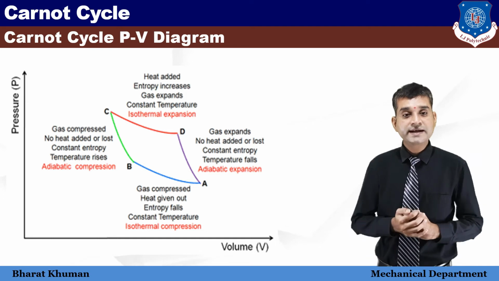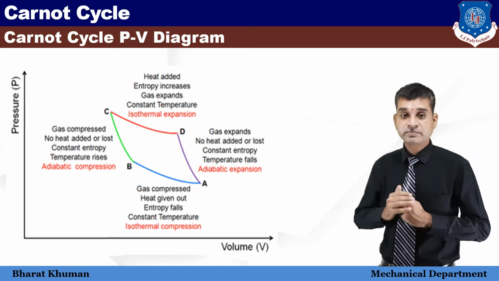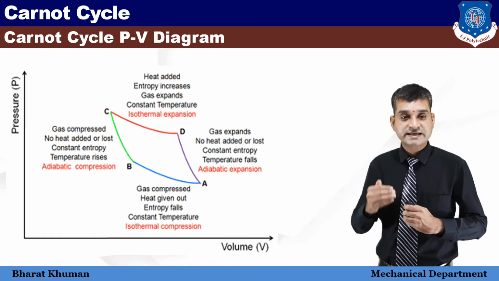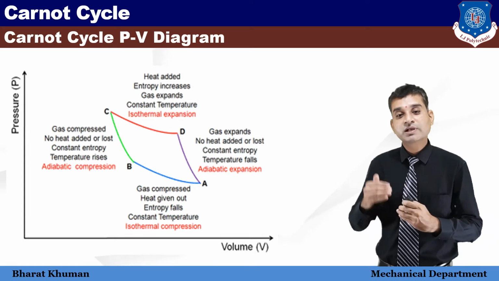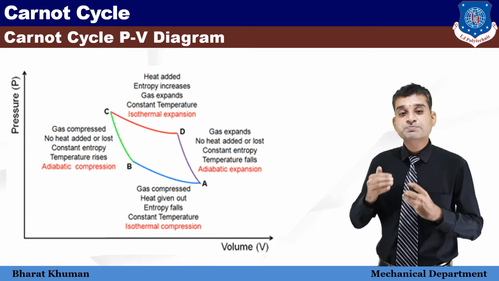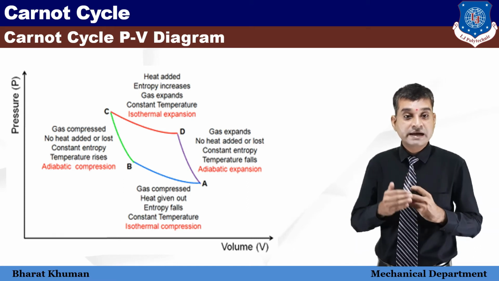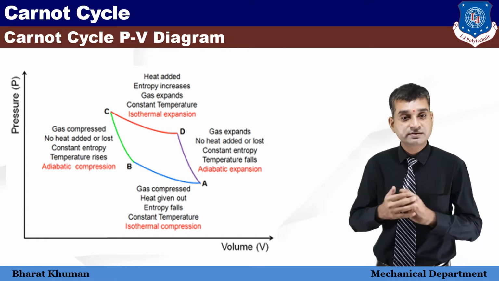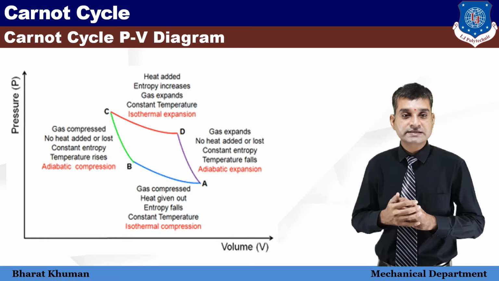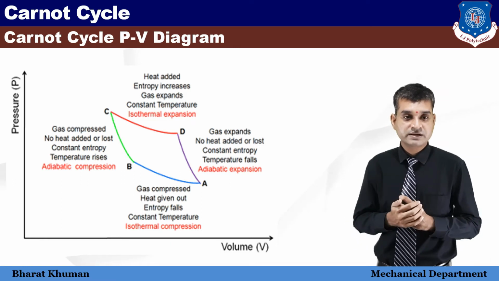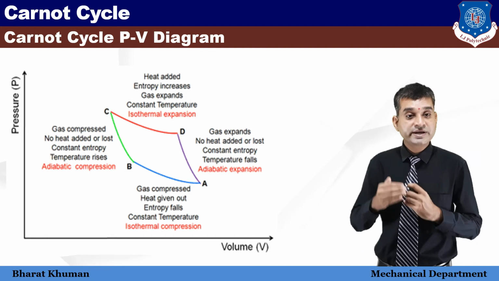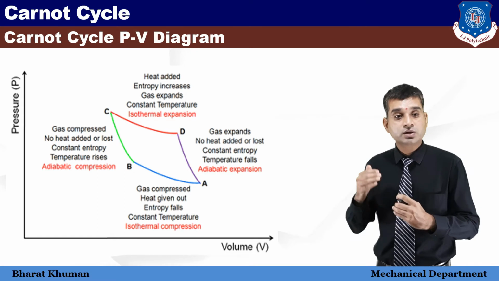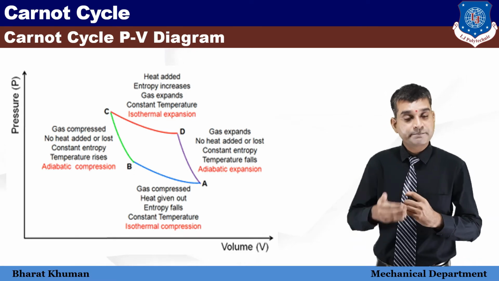Now students, let's understand this PV diagram briefly. Previously we discussed process AB. It is isothermal compression. During this process, the gas is compressed, heat is given out and entropy falls at constant temperature. Now students, let's see process BC. It is adiabatic compression. During this process, the gas is compressed, but no heat is added or lost. Constant entropy and temperature rises.